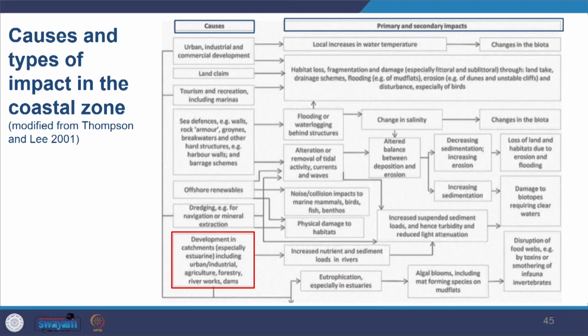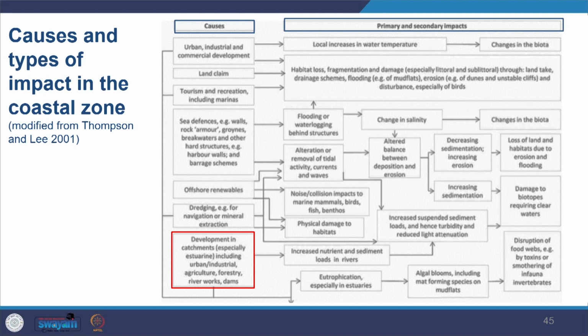So you see that. And then, because of the development of the catchment areas, especially in the estuaries, due to these development activities, including urban, industrial, agriculture, forestry, and any construction work like dams, check dams, and so on, there is an increase in the nutrient and sedimentation load, and the chances of eutrophication also increase. It also increases the chances of disruption of the food webs.